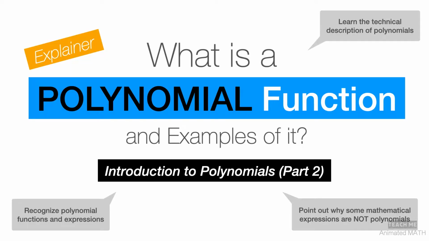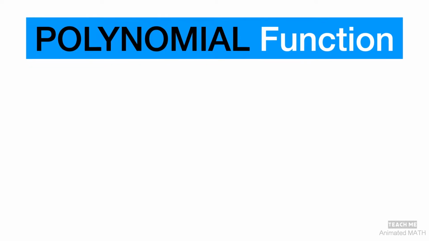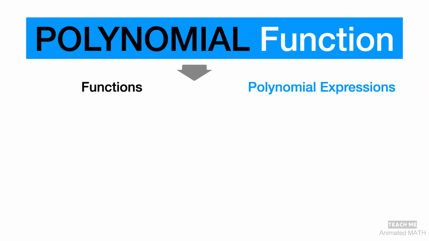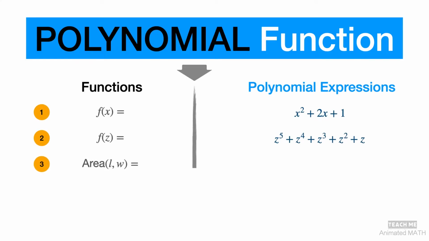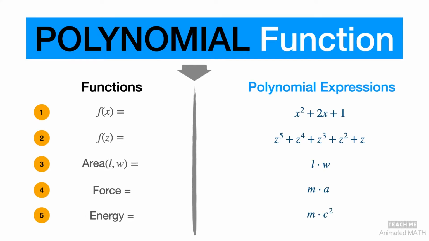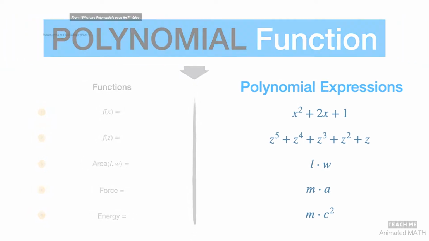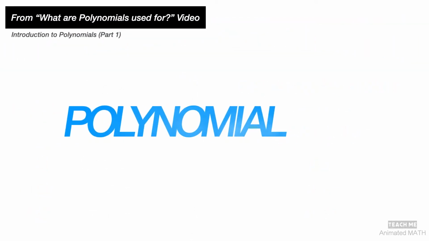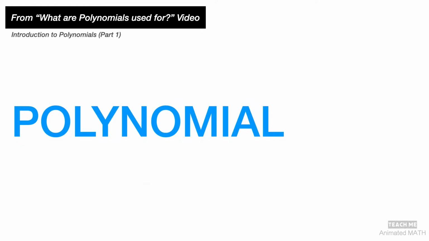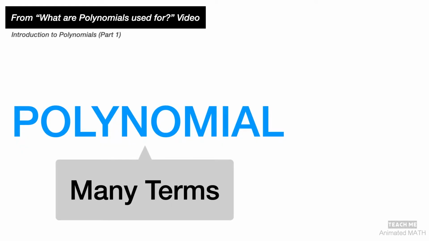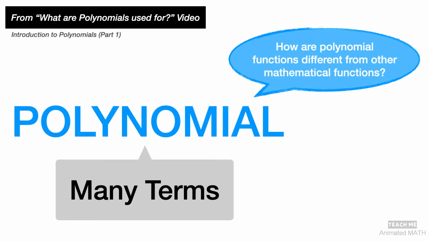So what is a polynomial function? The short answer is that they are functions with expressions that match the definition of polynomials. And they can look like this. From part 1 of the introduction to polynomials, I mentioned that polynomials literally mean many terms. But what exactly makes it different from all other mathematical functions?